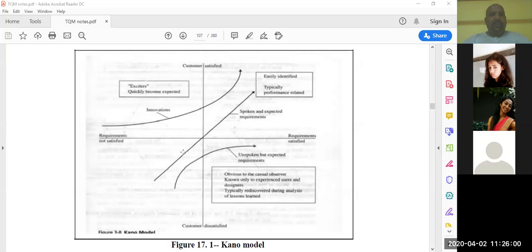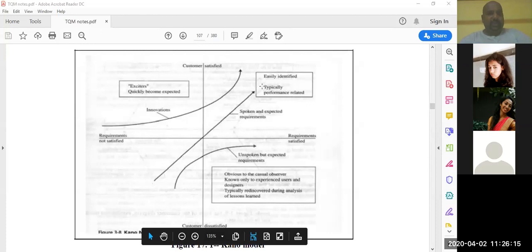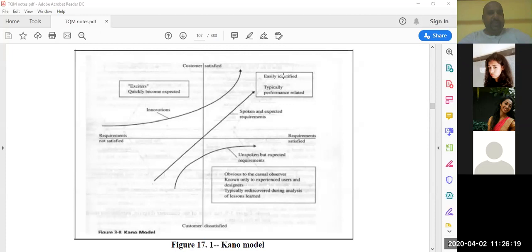This talks about the obvious expectations from the customer, which are very visible to be fulfilled. And then you try to fulfill this particular organization's requirements. So this is the diagonal line which is going to represent that. They are easily identifiable and their performance can be evaluated very easily, right?